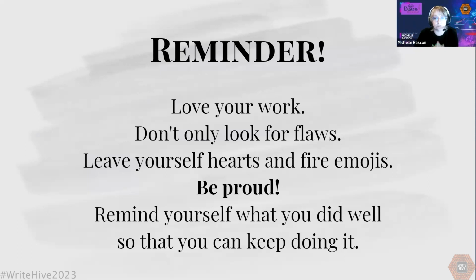Don't only look for the flaws. Please don't just look for the flaws. Look for the ways that you do a really good job. Leave yourself hearts, leave yourself emojis. Be proud of your work and remind yourself what you did well so that you can keep doing it.